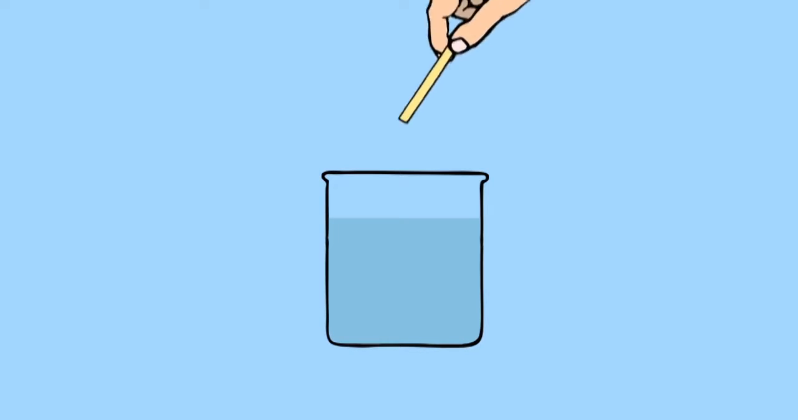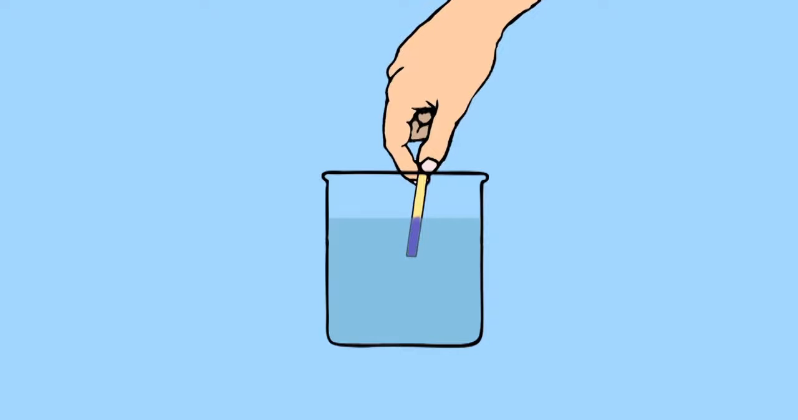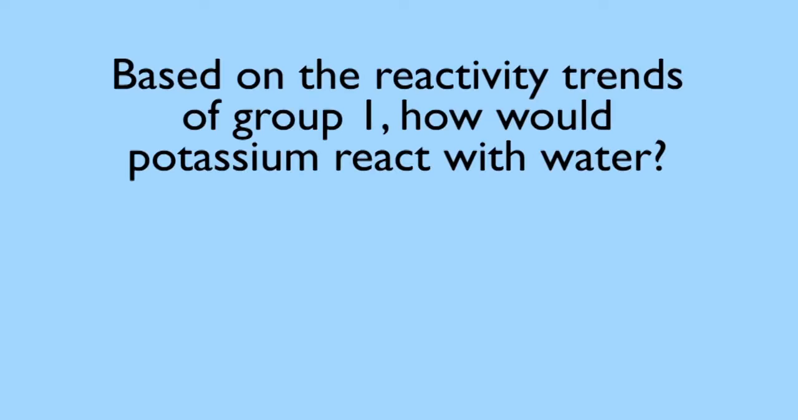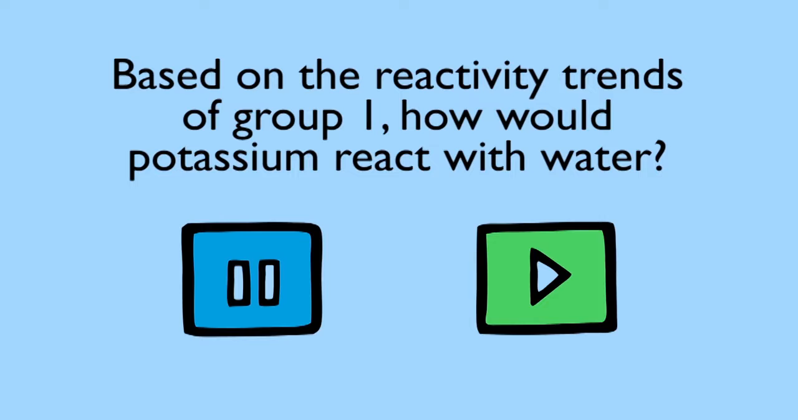What colour do you think it will change to? The answer is blue to purple, depending on the concentration of the solution. If you know the reactivity trend of this group, what will happen if you react potassium metal with water? Pause the video and consider, then resume.